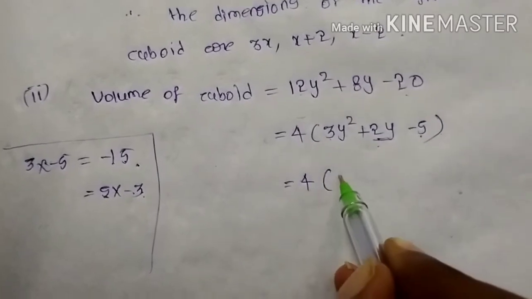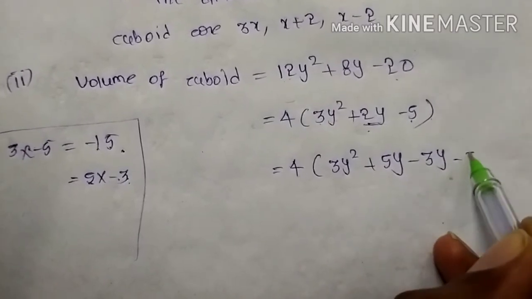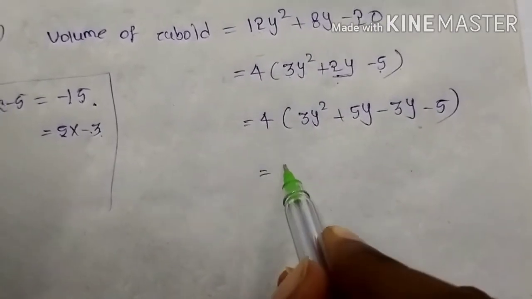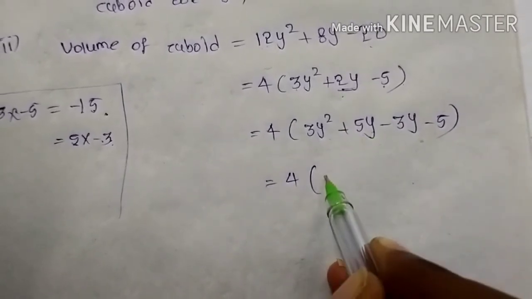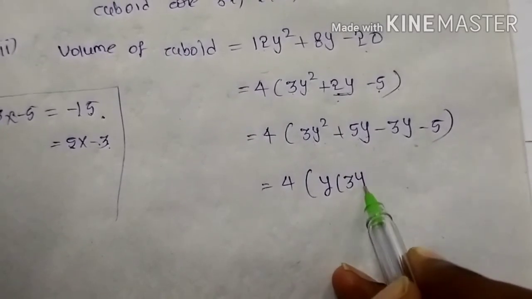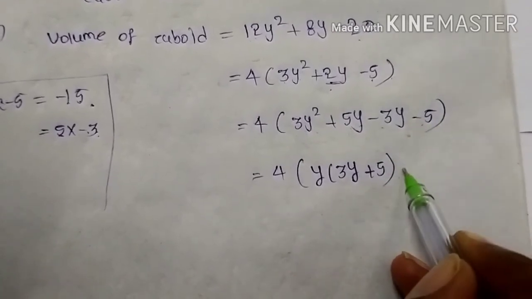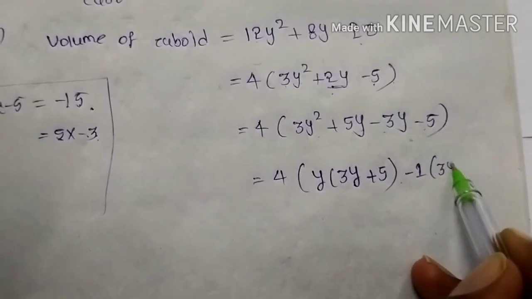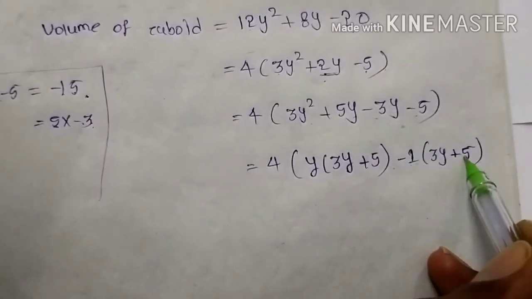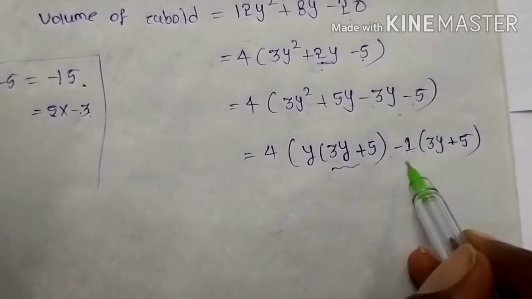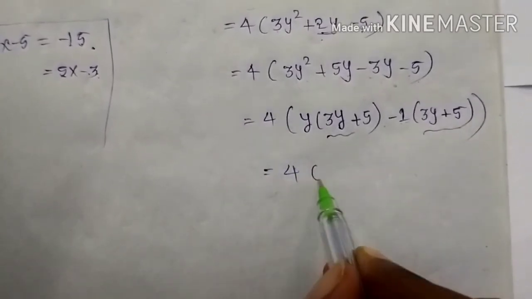See, 4 into 3y square plus 5y minus 3y minus 5. Next you can consider here 3y square and 5y. There is no common number, so you can take only y as common. If I take y as common, you can write here 3y plus 5. Yes or no? Then here minus 3y minus 5, you can take minus 1 as common, so you can write here 3y plus 5. Yes or no? Minus 1 into 3y is minus 3y, minus 1 into plus 5 is minus 5. You can see here 3y plus 5, 3y plus 5. Both are common factors, so you can take them outside.